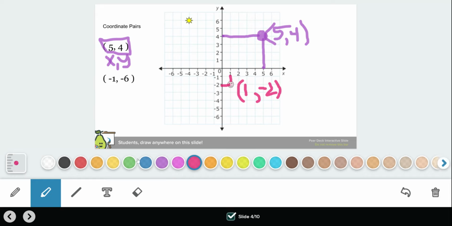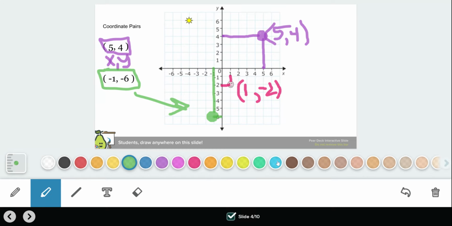So then let's do green on this coordinate pair. Again, we know that first one is -1. So we're going to go to the x-axis and go to -1. And we're going to have to go down to the y-axis, which is here, which is -6. So this point is going to go right here where -1 and -6 meets.